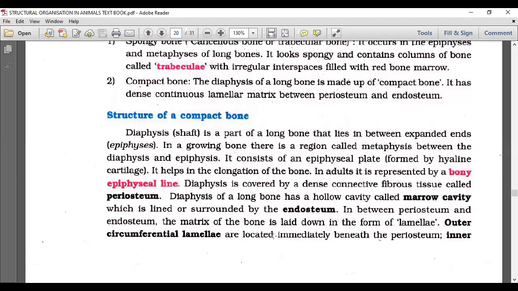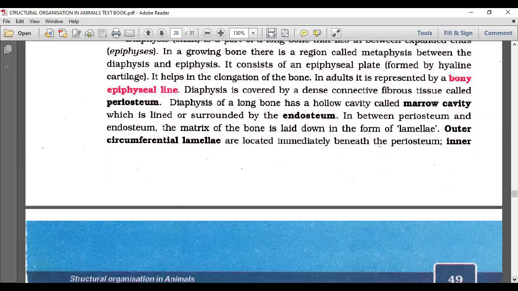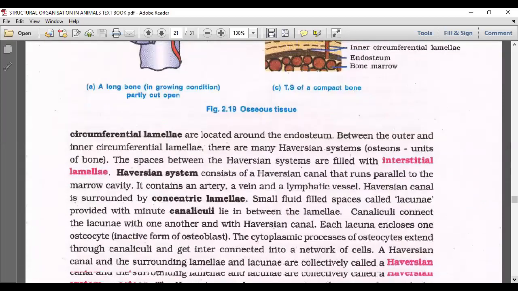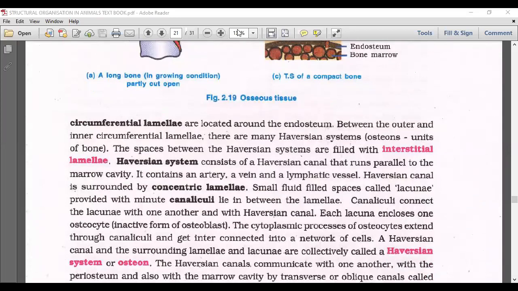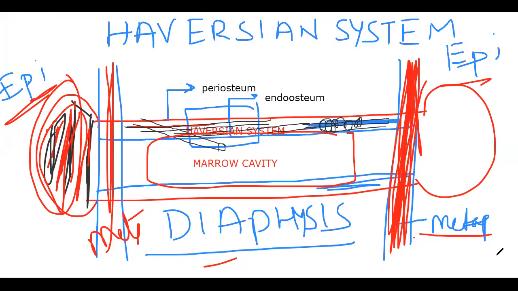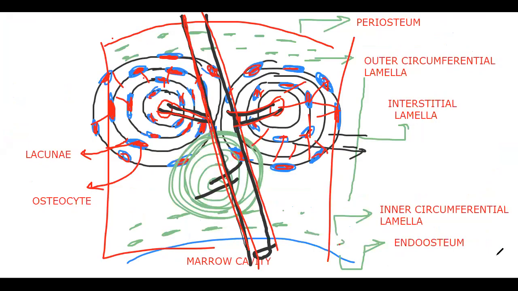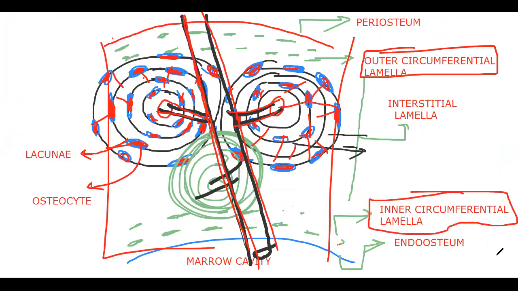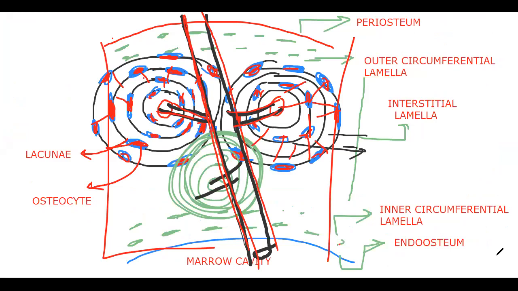Next, the outer circumferential lamellae are located immediately beneath the periosteum. Inner circumferential lamellae are located around the endosteum. Rotating and moving towards that area to show: the outer circumferential lamellae are below the periosteum, and the inner circumferential lamellae are above the endosteum. Okay, next.